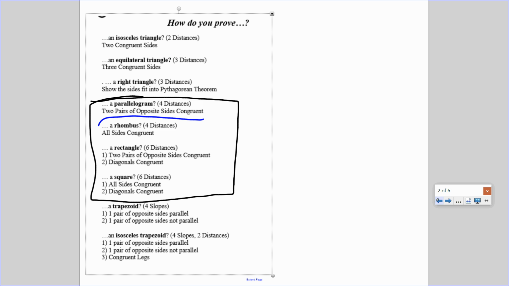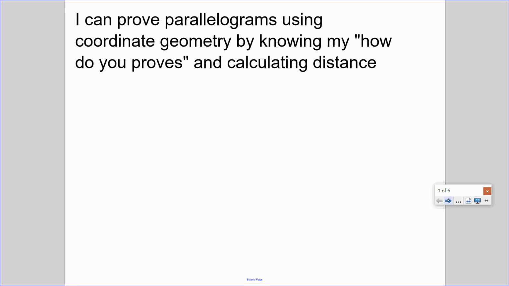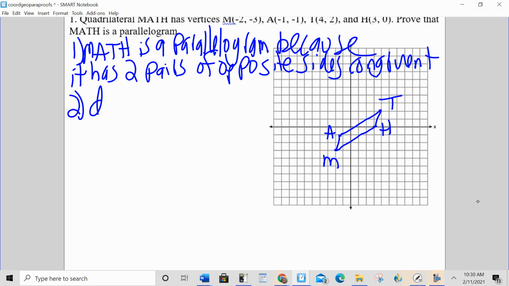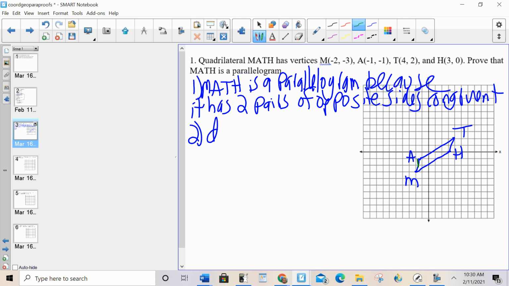So two pairs of opposite sides congruent is four distances. I have to find the distances of all four sides and show that it has two pairs of opposite sides congruent. So I'm going to find the distance of, let's use colors here, MA, the distance of TH. That's going to be one pair of opposite sides. And then I'm going to find the distance of AT and MH.